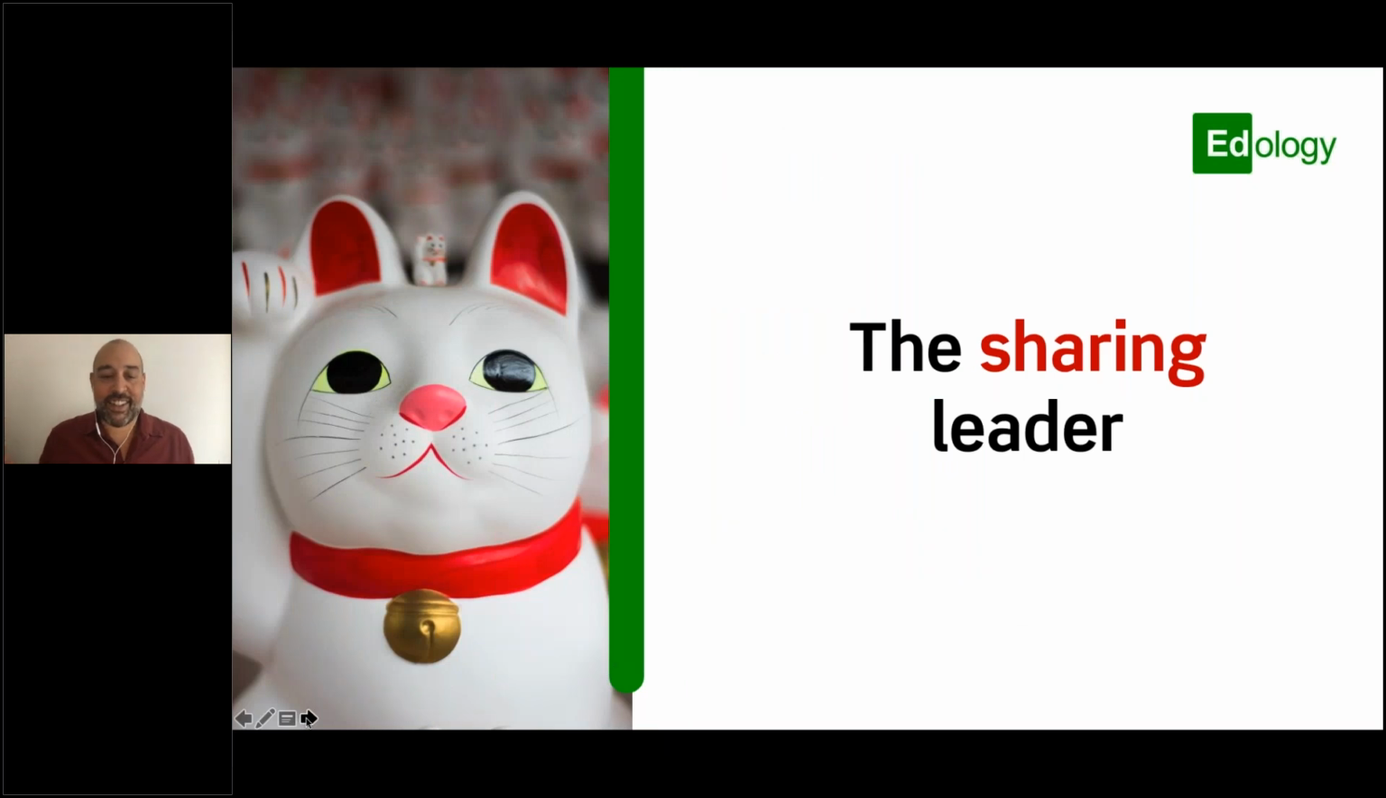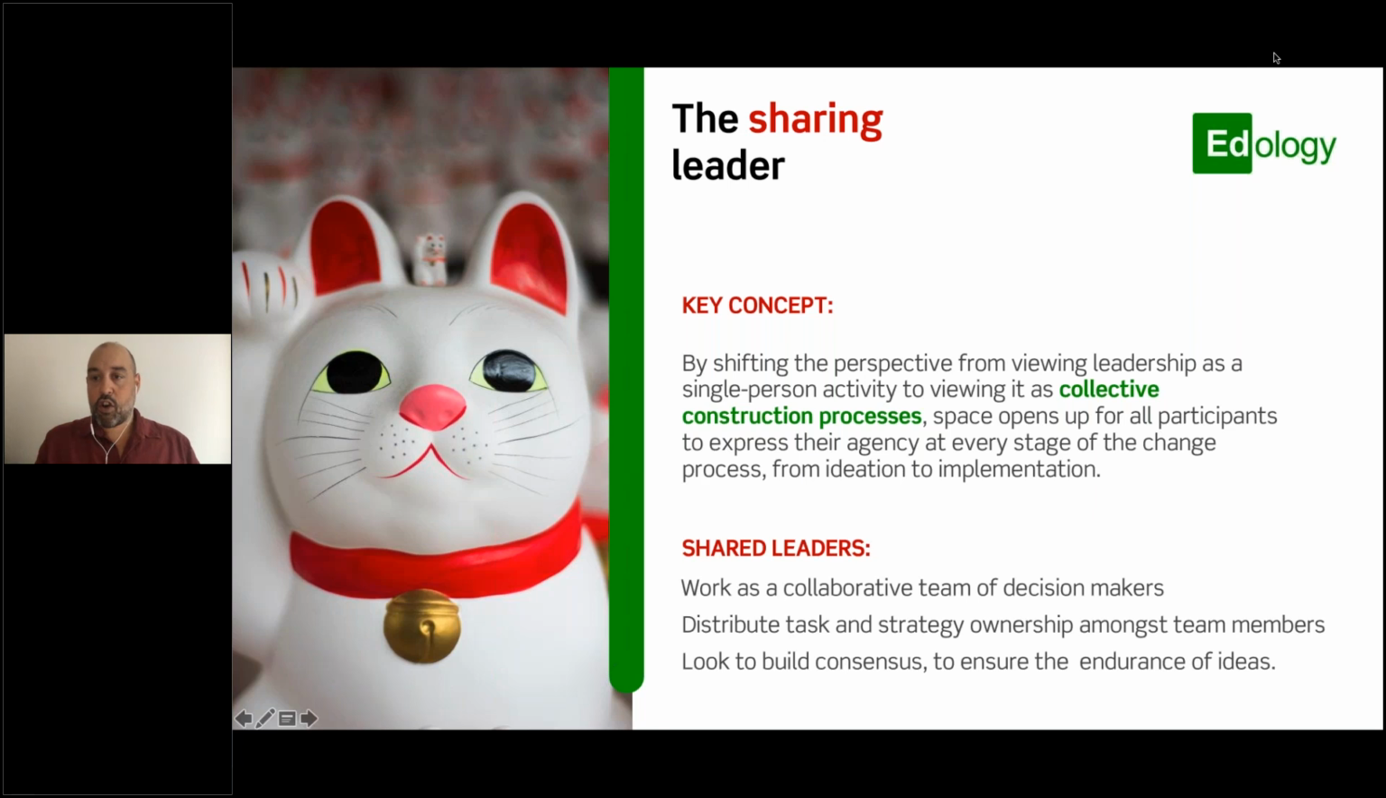The shared leader. Sharing leadership can be very complex, but a lot of new organizations who don't believe as much in the typical hierarchical model of leadership, who want to do maybe a holacracy or a flatter organization, are all about sharing leadership, getting people into positions that are knowledgeable, have certain amounts of experience, and can distribute leadership across teams. So by shifting the perspective from viewing leadership as a single person activity to viewing it as a collective construction process, it's a lot of collaboration here.